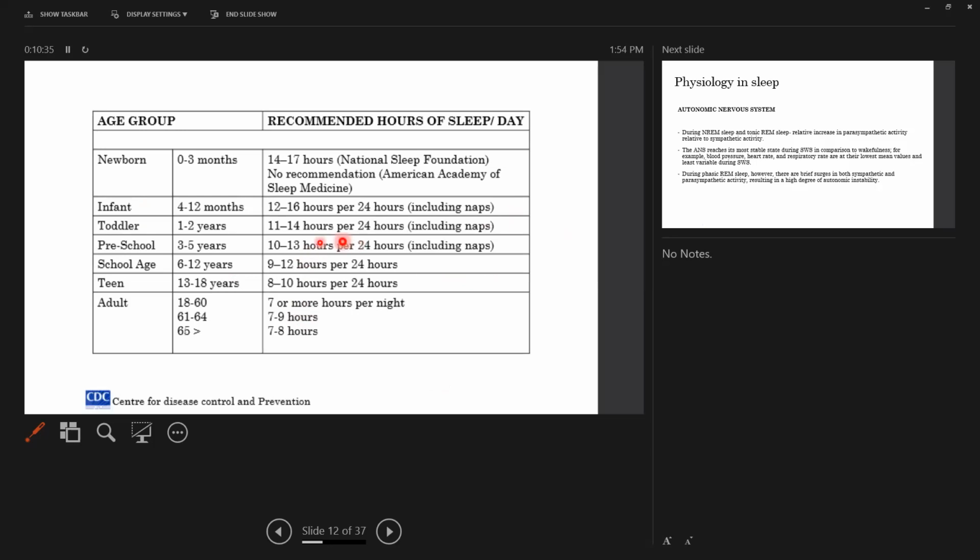Now, according to the CDC, this table shows the recommended hours of sleep per day. As we can see, in newborns from 0 to 3 months, the recommended hours are 14 to 17. Then, as age progresses, in teens we have 8 to 10 hours. Then in adults, 7 or more hours.